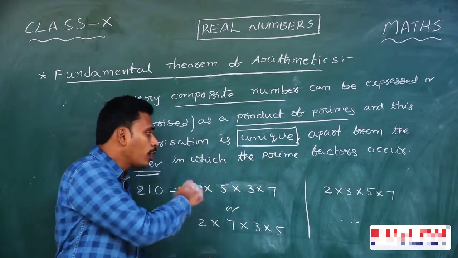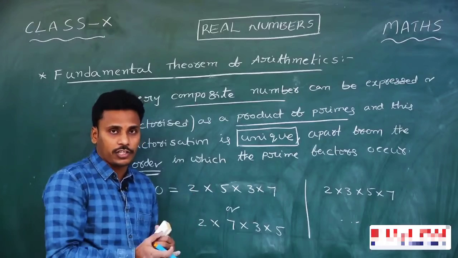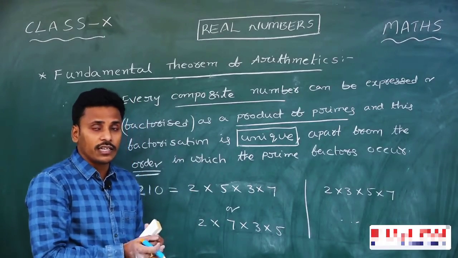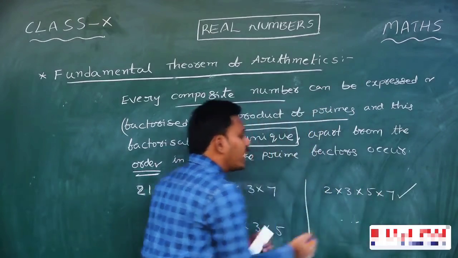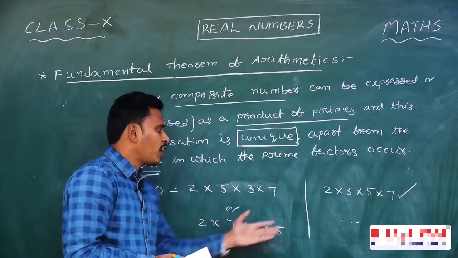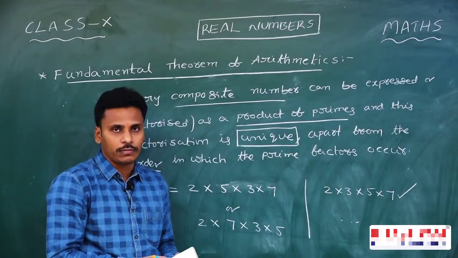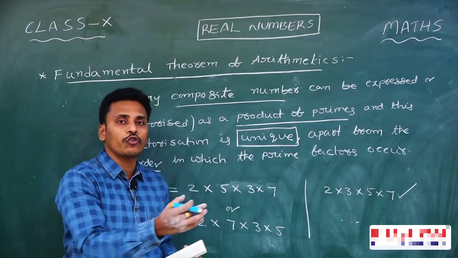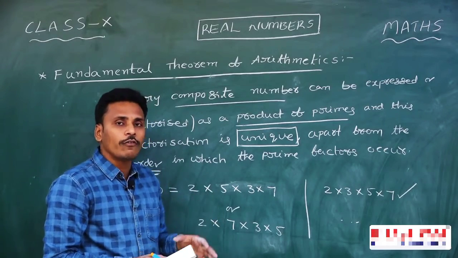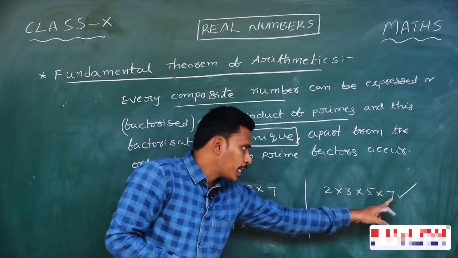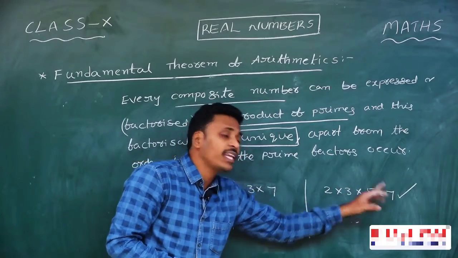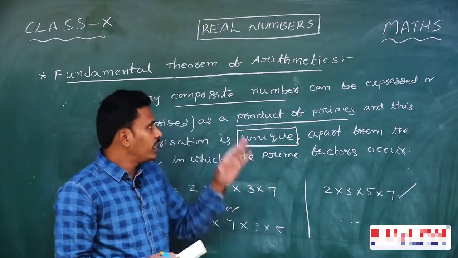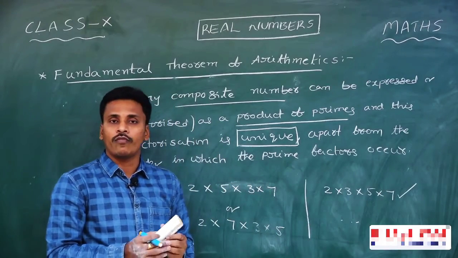And among all these representations, we usually consider the representation where the prime numbers are in ascending order. Actually, we have a chance to write in any one of these ways. But just to avoid confusion among the students, usually we follow the factorization where the prime numbers are in ascending order. That's it. And that's the statement of the fundamental theorem of arithmetic.